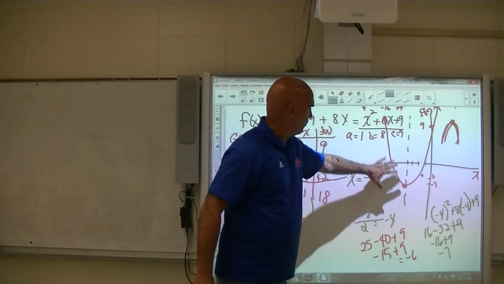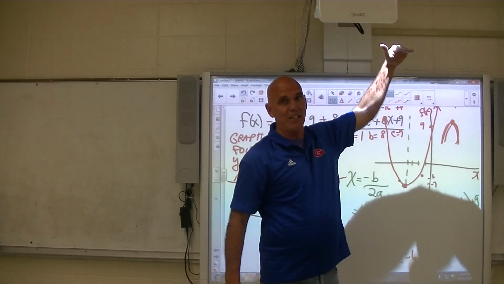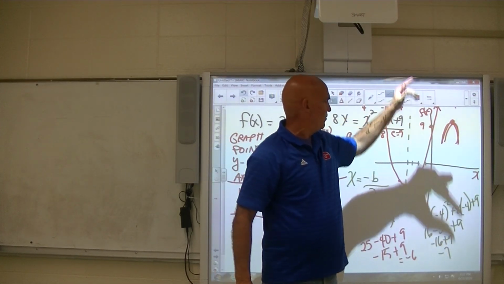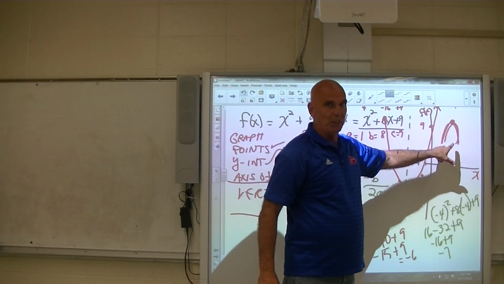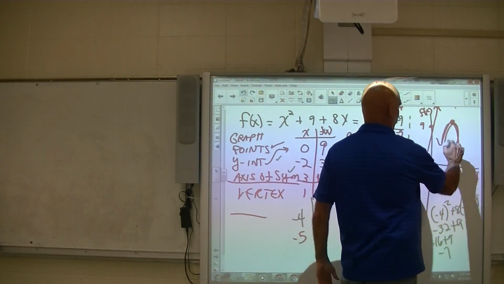So if it's opening upward, it has a minimum. It doesn't have a maximum. It goes forever right here. There's no maximum. There's no high end of this thing. It goes up forever. It only has a minimum value. If it's opening downward, it only has a maximum. There's no minimum. It'll go down forever like this, okay?